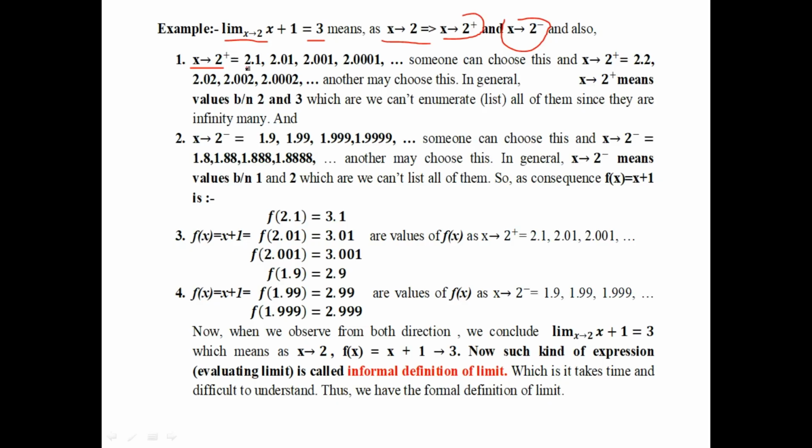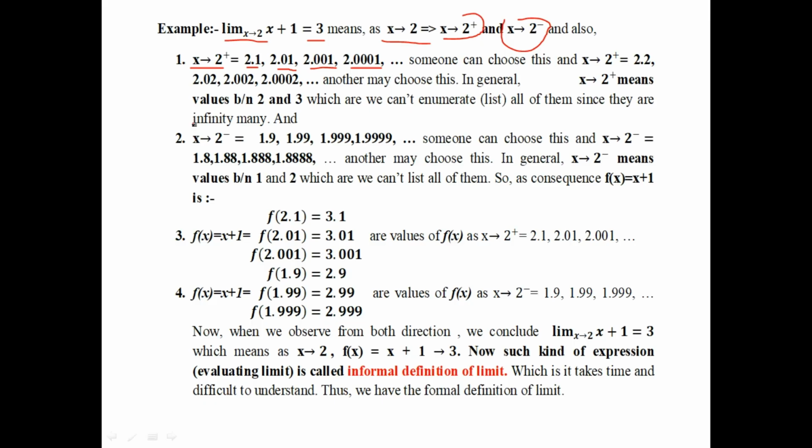for example, 2.1, 2.01, 2.001, and so on. Someone can choose this, and as x approaches 2, someone can use this. In general, when x approaches 2 from the right, it means any numbers between 2 and 3.